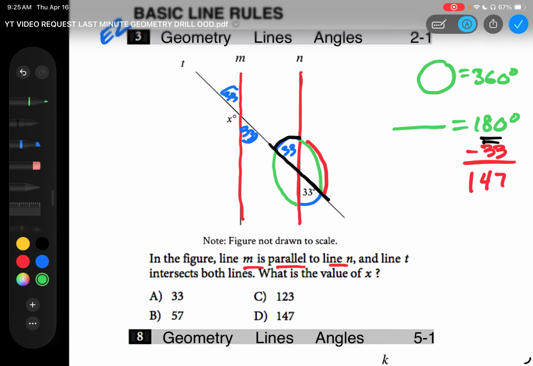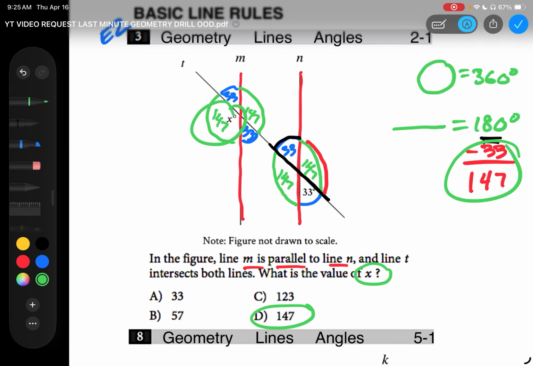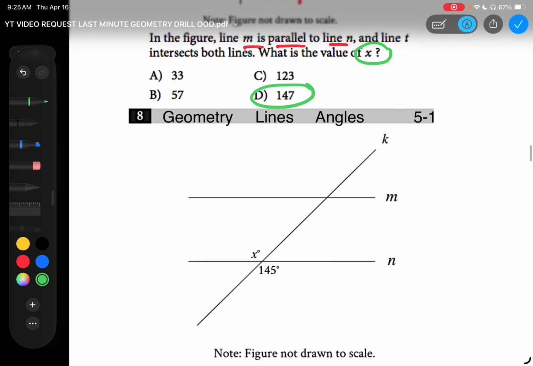That means that this angle over here is going to be the same as this one. So if this is 147, that must be 147. This is 147, and that must be 147. Why are we doing parallel lines? What's the value of X? The value of X is going to be 147, because 147 and 33 do equal 180 degrees.